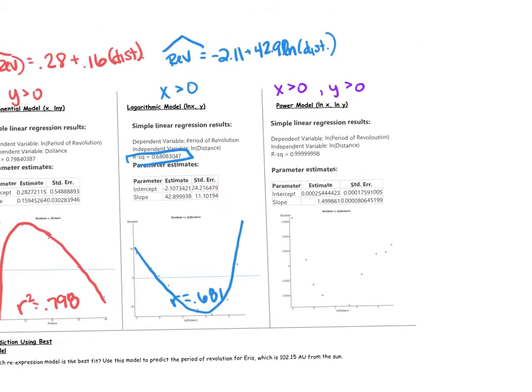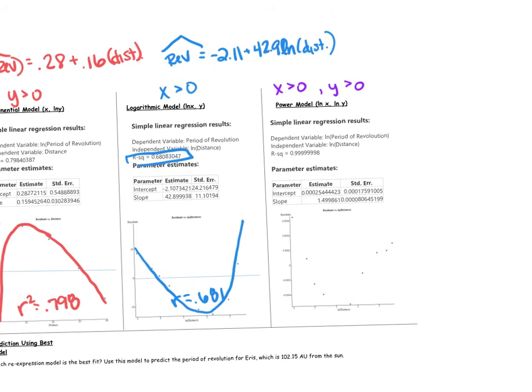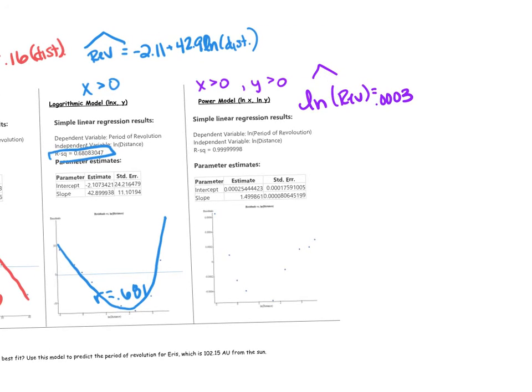And so in this last equation, when I write that one, it's called the power model, and I have natural log x and y. So when I write this, it'll be the natural log of the response variable, which is in this case, revolution again. So natural log revolution hat is equal to, look how far you have to carry this intercept, 0.0003, plus 1.5 times the natural log of your distance. So this one has the natural log in both the y and the x.